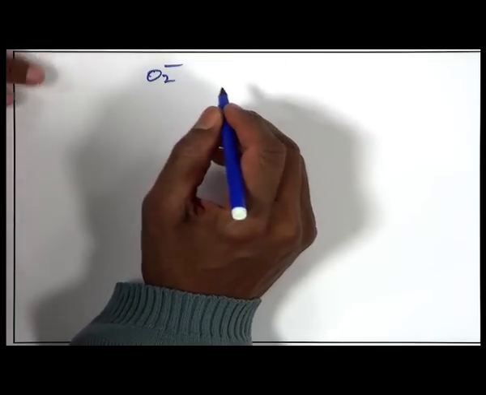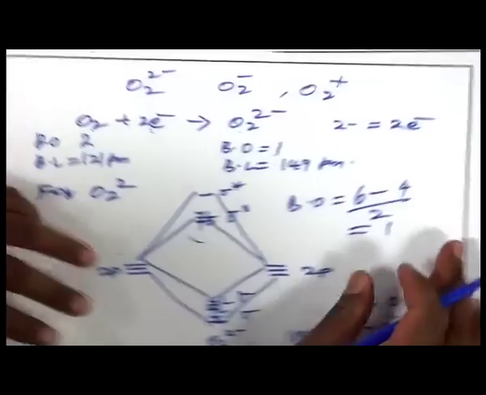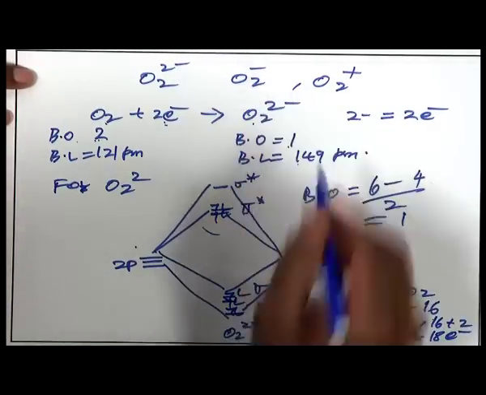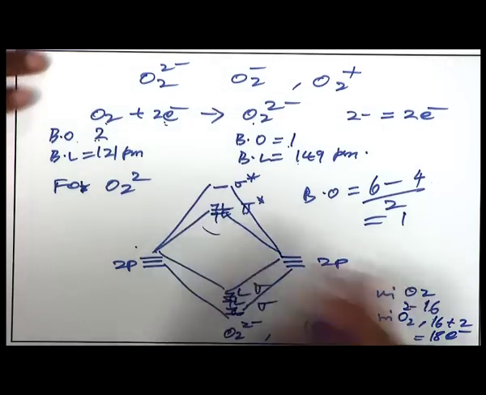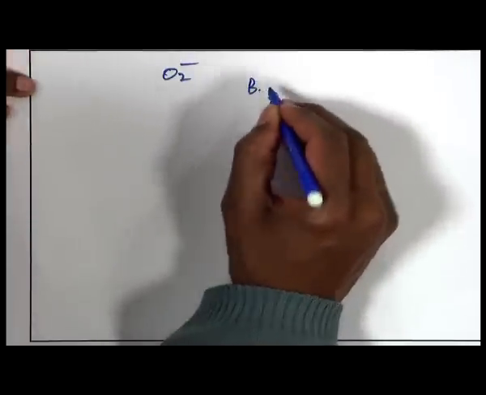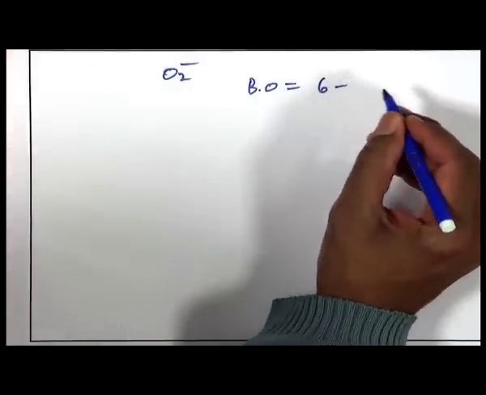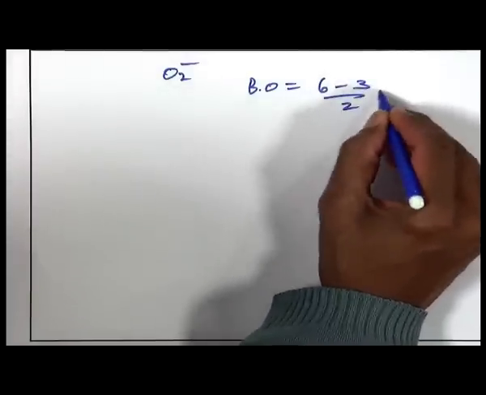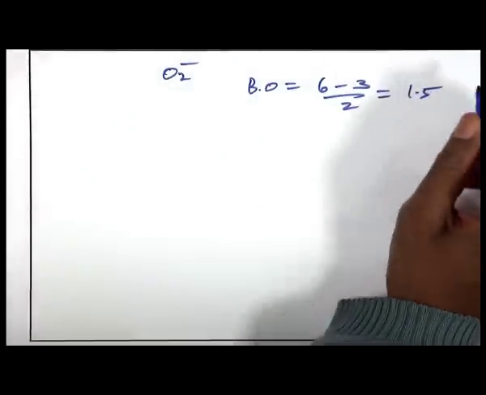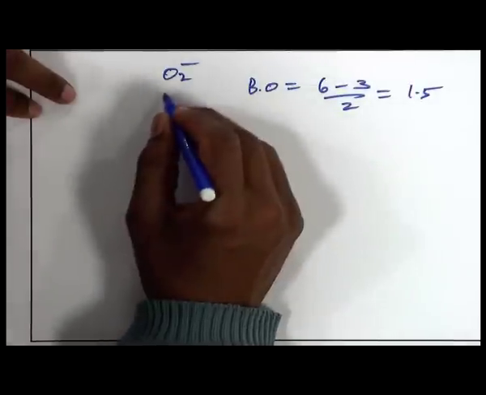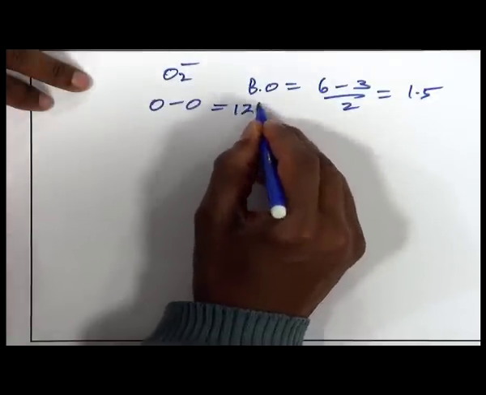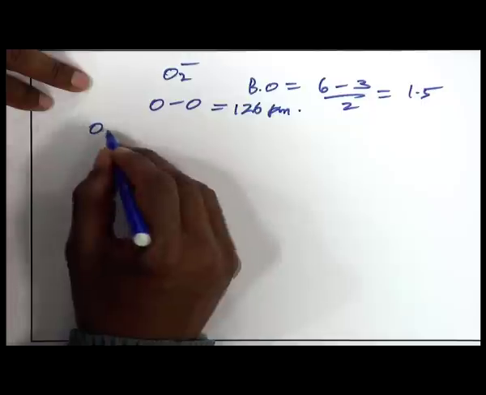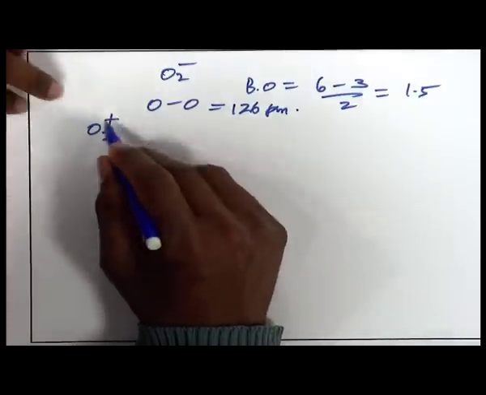So let us see O2 minus, superoxide. Now, one more electron will go to, if you consider O2 minus, you have to put only one electron, minus means one electron, and that will go here. So for O2 minus, the bond order equals 6 minus the number of electrons present in the antibonding orbitals, which is 3, divided by 2, equals 3 by 2, equals 1.5. So the bond order in this case for O2 minus equals 1.5, and the O-O distance was found to be 126 picometer. Similarly, you can have O2 plus, that means electrons are removed from O2.